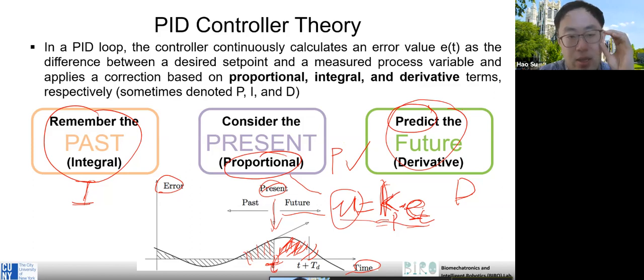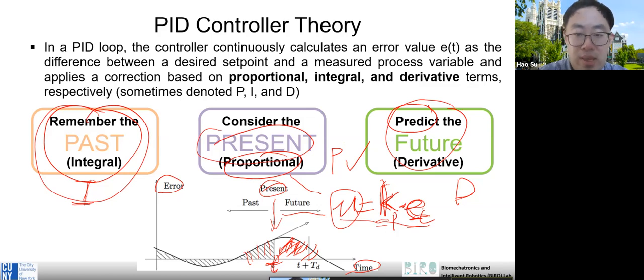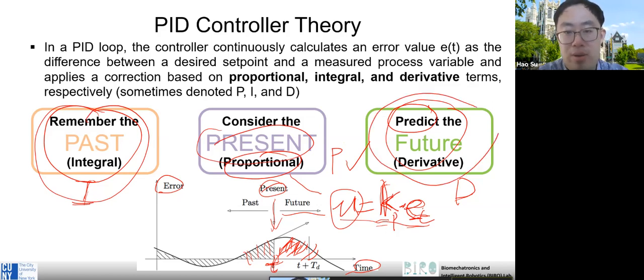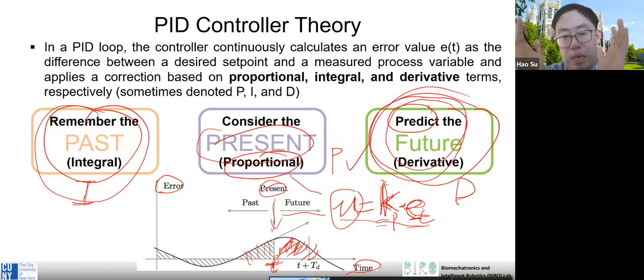That's why it's so popular, because it can consider the present, remember the history, and also look forward. So this is like the crystal ball. Then the controller is smart, because it can consider all three time domains. Does that make sense?